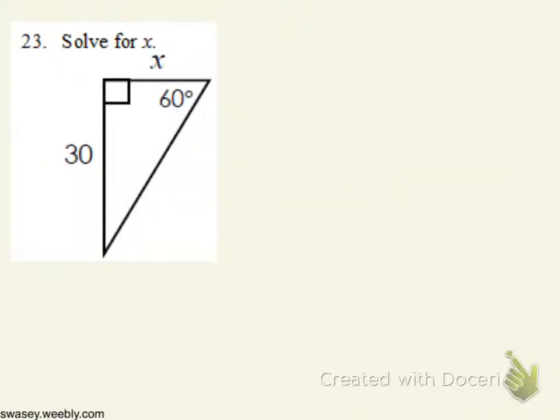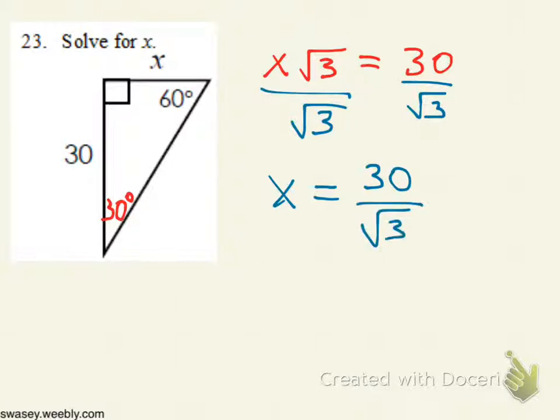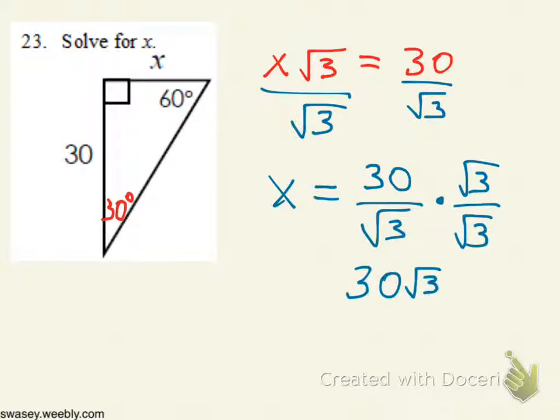Here we got a 60-degree angle and 90-degree angle, so this angle is 30. So the x is the short leg. Short leg times root 3 is the long leg. To solve for x, divide both sides by the square root of 3. On the right hand side, we'll rationalize that denominator. Multiply the top and the bottom by root 3. So we get 30 root 3 over 3. 30 divided by 3 is 10. So we get 10 root 3.